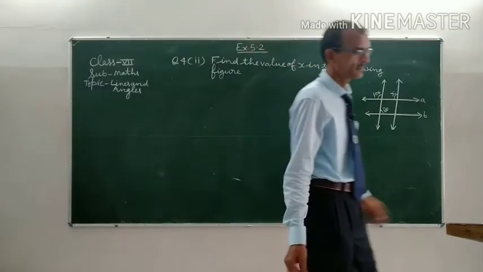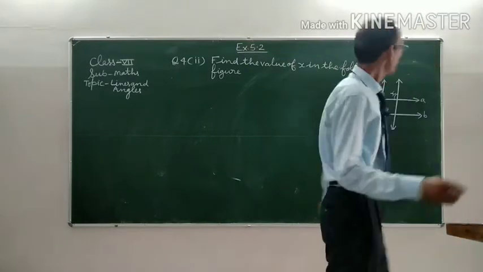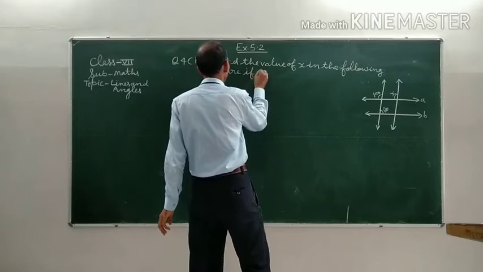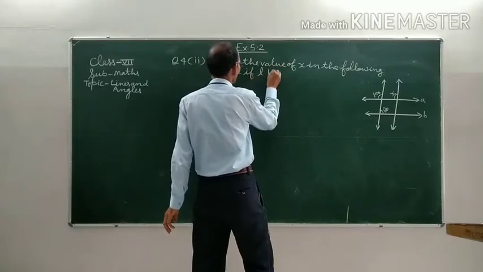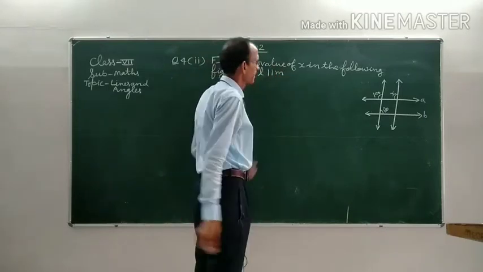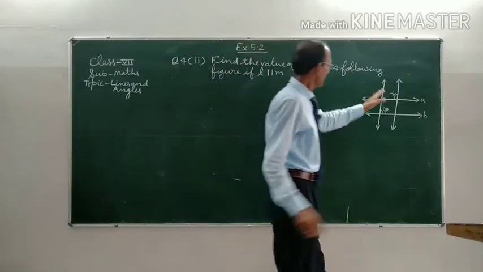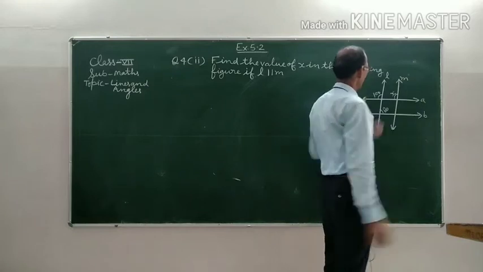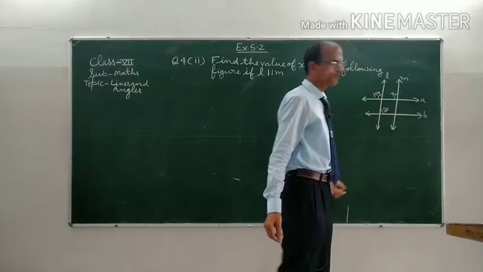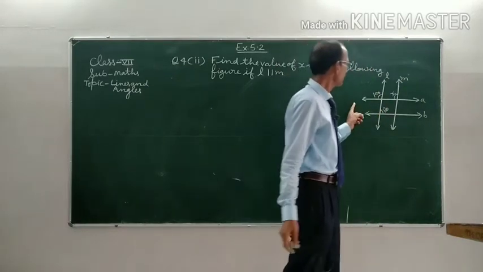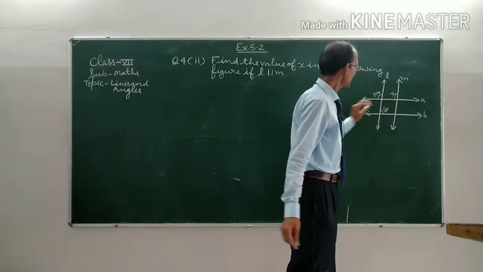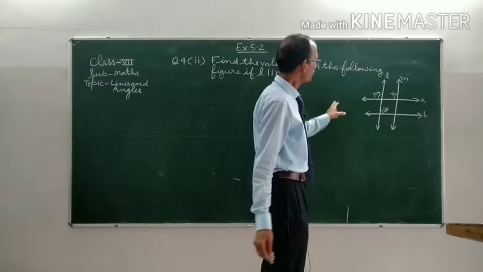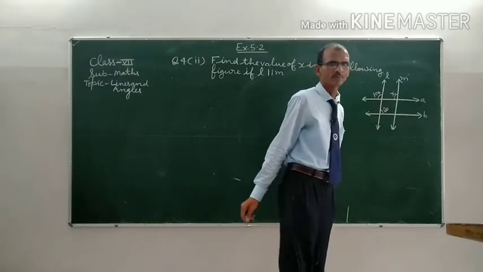Here, if L is parallel to M, line L and M, these are two lines. Line L is parallel to M and these are intersected by two transversals A and B. And you have to find the value of x.